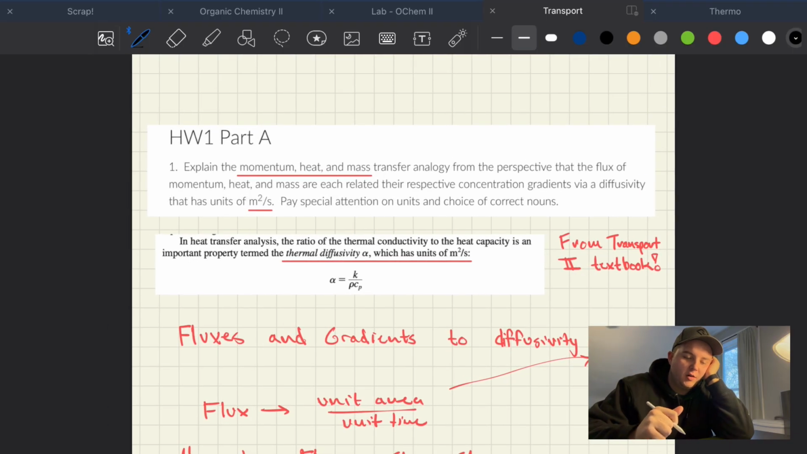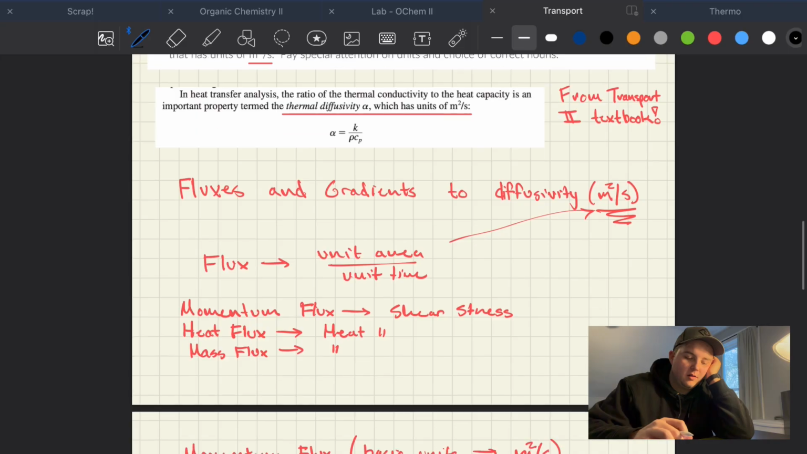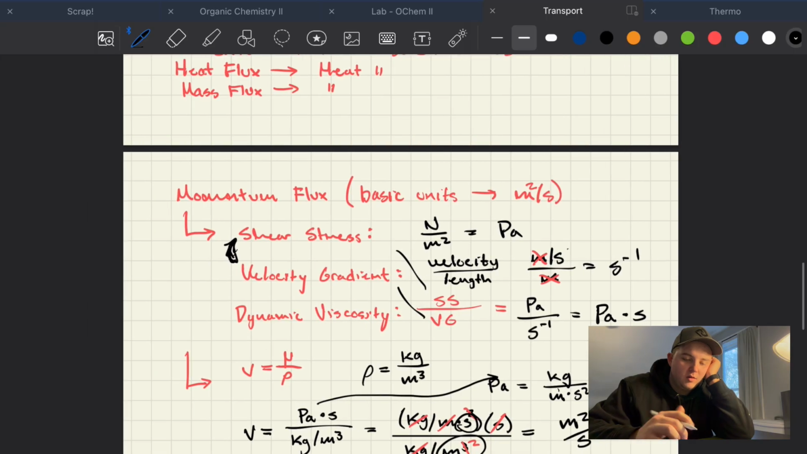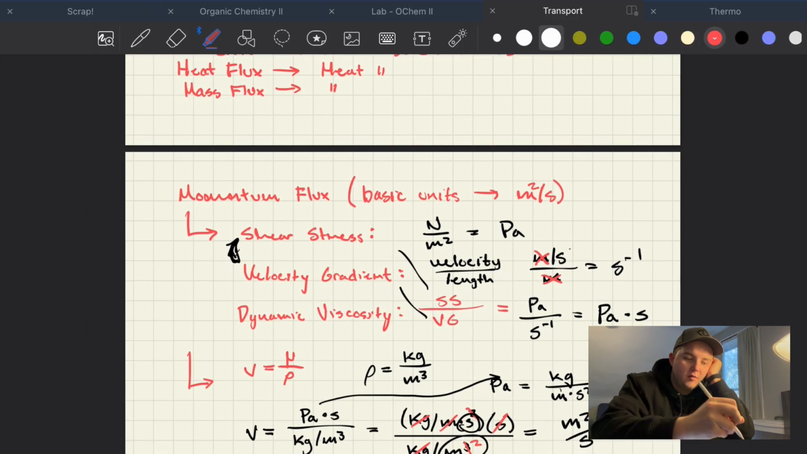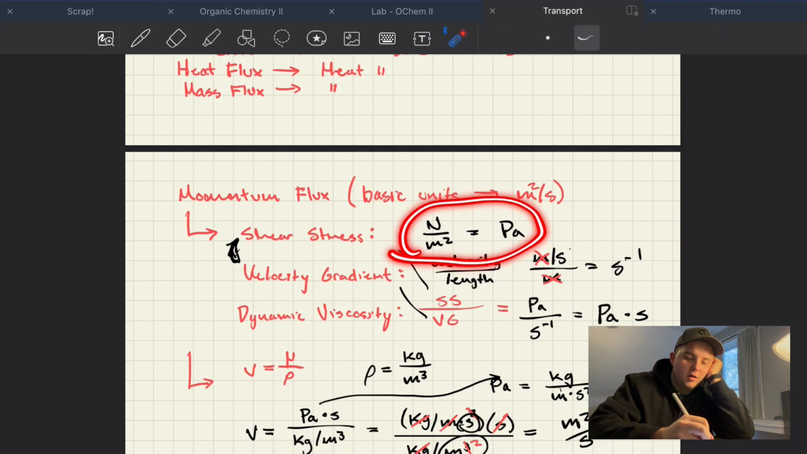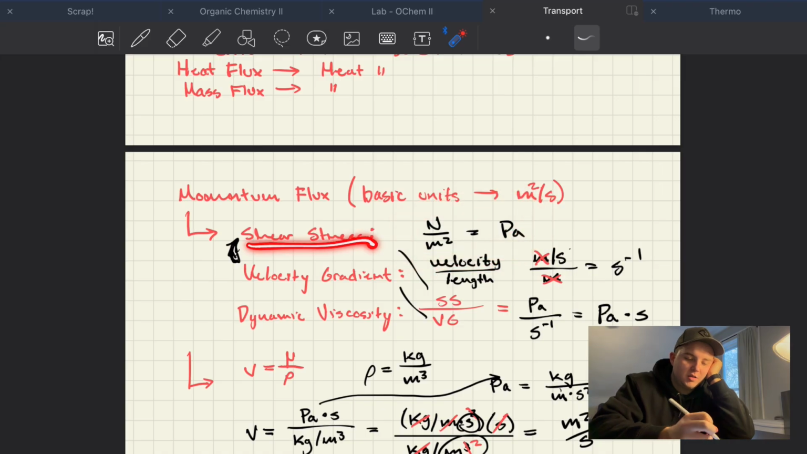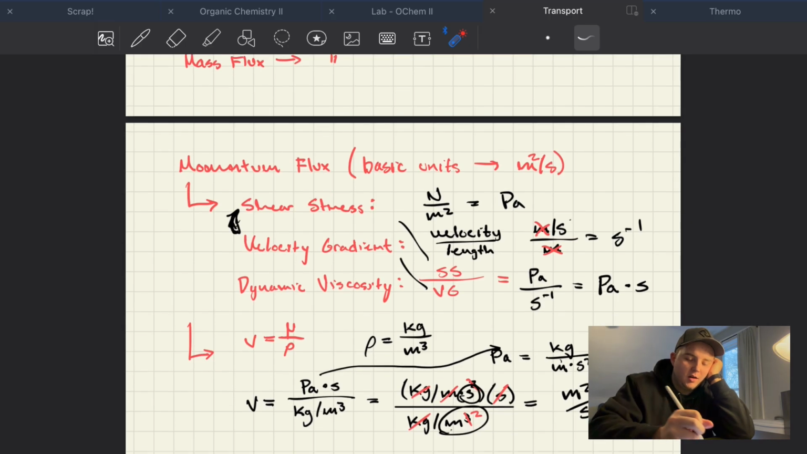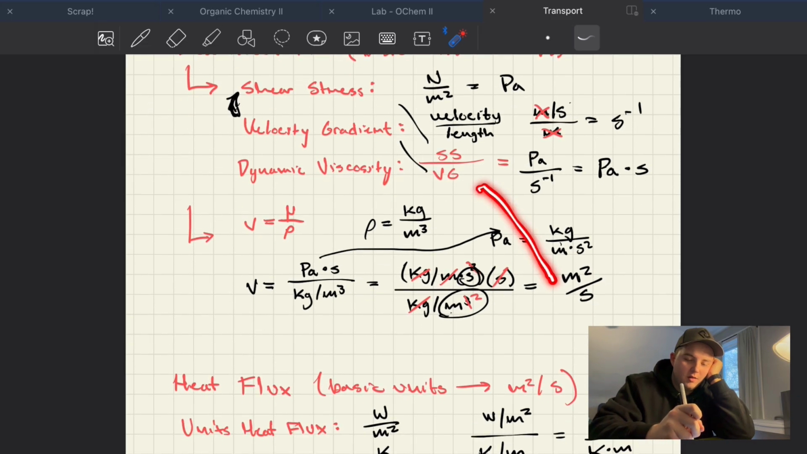Explain the momentum, heat, and mass transfer analogy from the perspective that flux, momentum, and heat are each related to their gradients. So let's check. So our momentum flux, I'm going to use a highlighter for this part. Actually, I'll use my laser pointer. So we started with our shear stress, which is just our flux. These are the same thing. Started with our flux and set a ratio with our gradient here and canceled units to find meters squared per second. So that one's good.